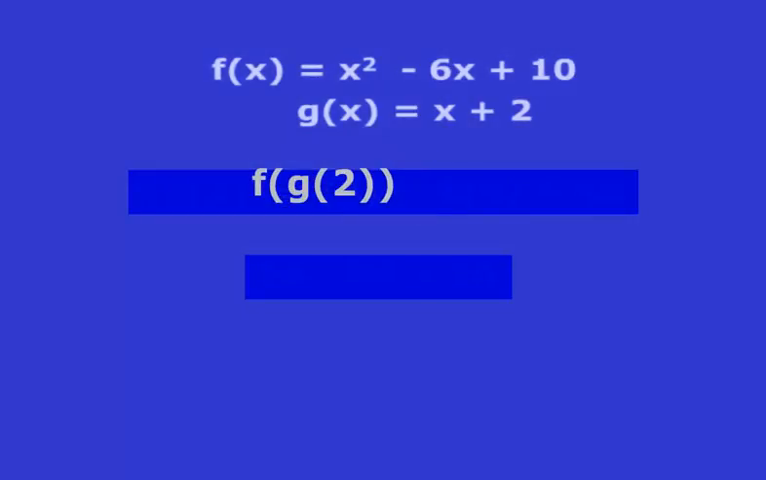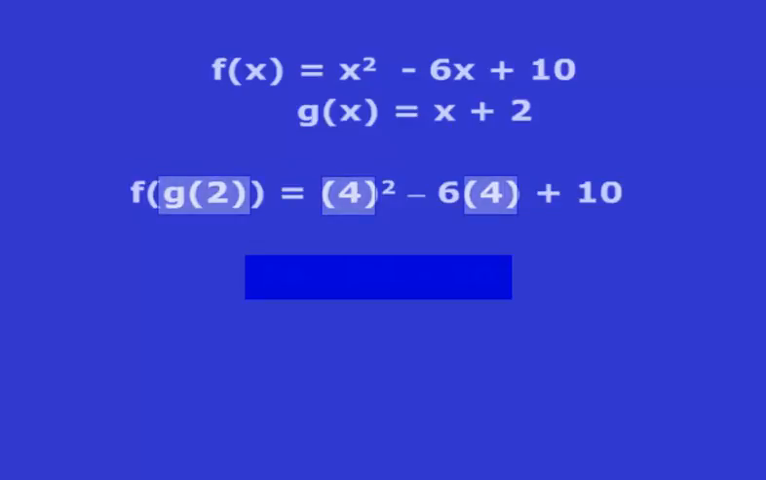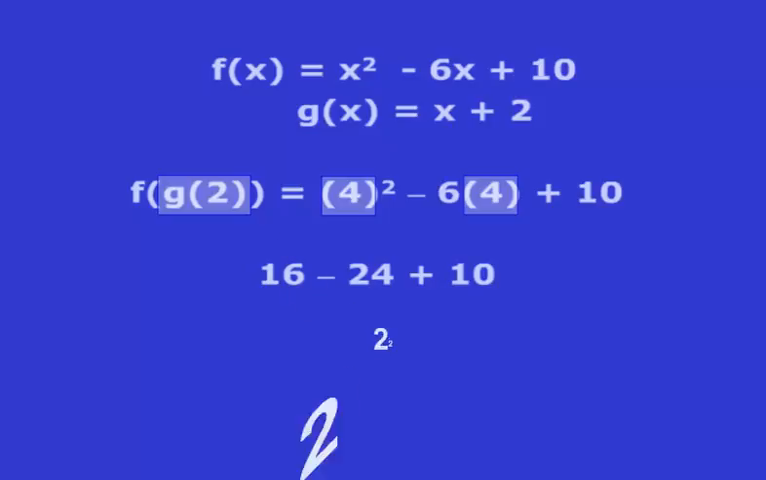Now we take that value of g of 2, 4, and substitute it in where the x is in the f equation, which gives us 4 squared minus 6 times 4 plus 10, which gives us 16 minus 24 plus 10, which gives us 2.